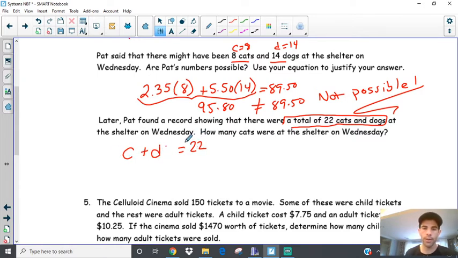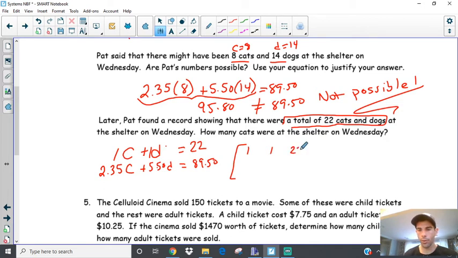Now, if I take the other equation that I just created, which is now the cost, 2.35 plus 5.50, that's going to give me 89.50. So now I just created a system of equations with 2 variables and 2 equations. So I can go to my calculator and do 1, 1, 22. This represents how many animals there are at the shelter.